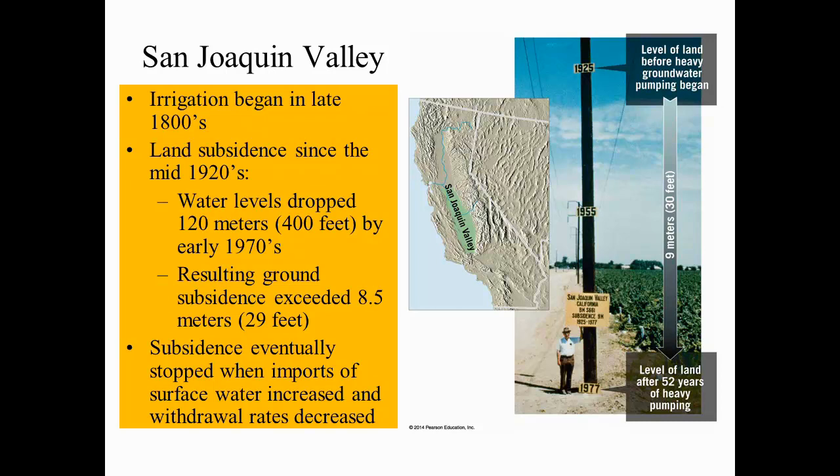This is dramatically shown in this photograph to the right. Notice the level of the land before heavy groundwater pumping began, and the present level of the land after 52 years of heavy pumping. This corresponds to an amount of land subsidence in excess of 29 feet.